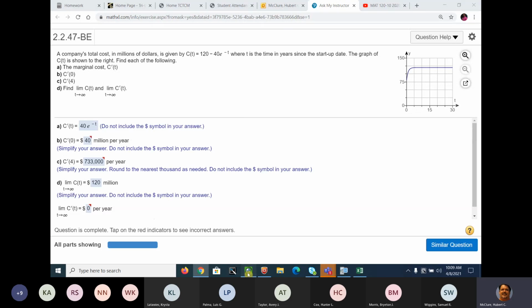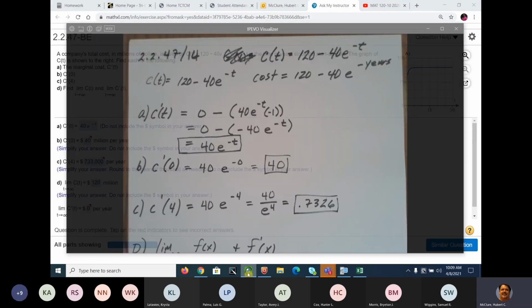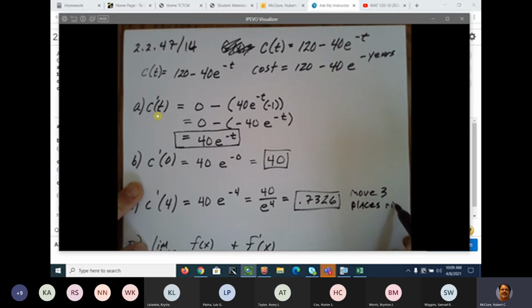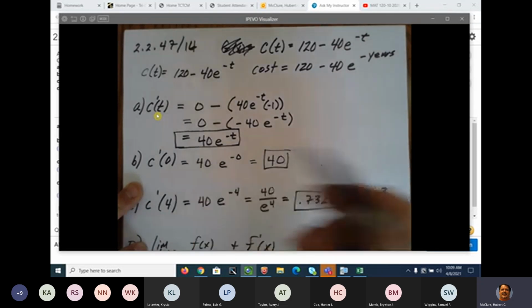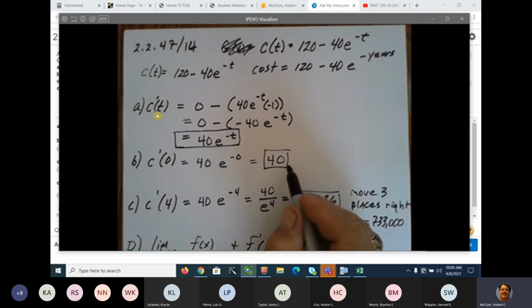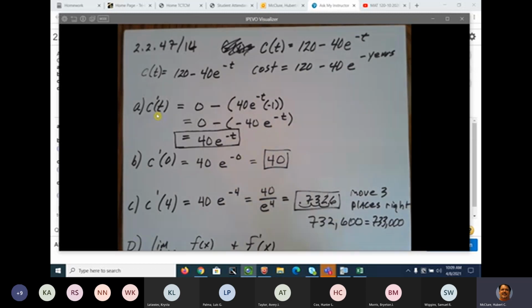So now let's look at the last one. And for those of you that's wondering, you move the decimal 3 places to the right because the question is in thousands. So 1, 2, 3, 732,600, which would be 733,000. And this is thousands, so that'd be 40 million, whichever one they said, just put 40. So this is your answer there.